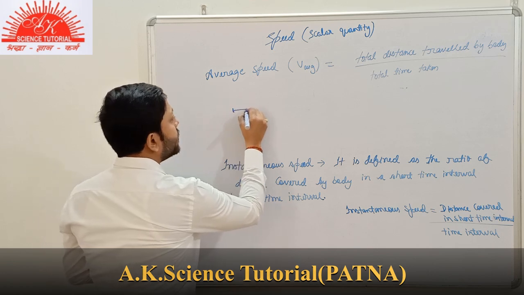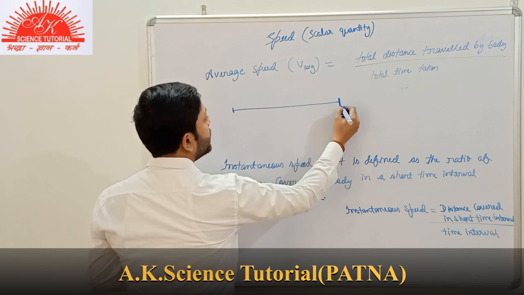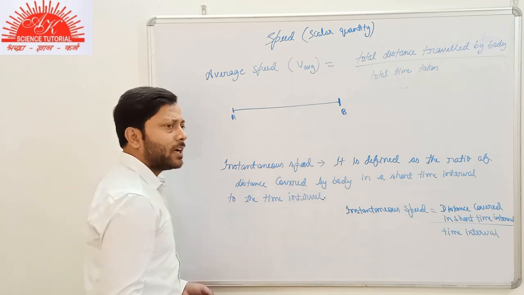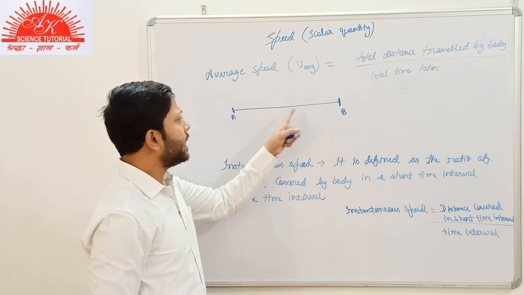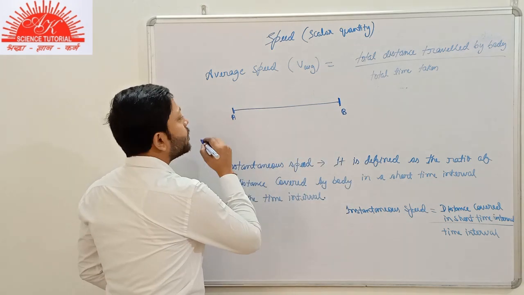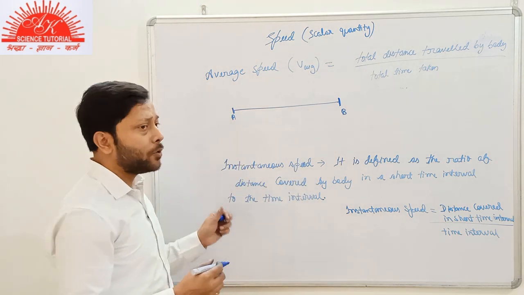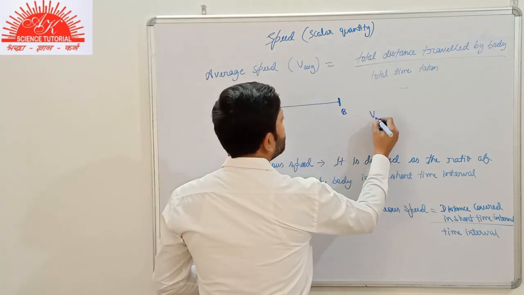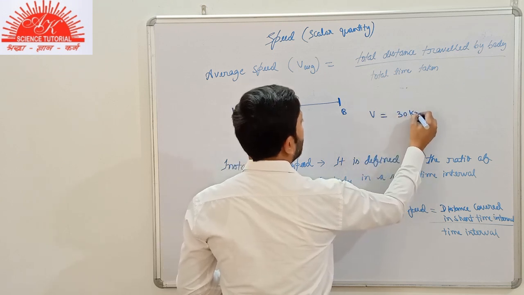Suppose I start from this point and going towards this point, that is B, or any vehicle. Suppose we are talking about a train. A train starts from a station A and moves towards the station B. And suppose the uniform speed, we are talking about the uniform speed. I already told you about the uniform speed, you know about it. Uniform speed, suppose the train is moving with a uniform speed of 30 km per hour.